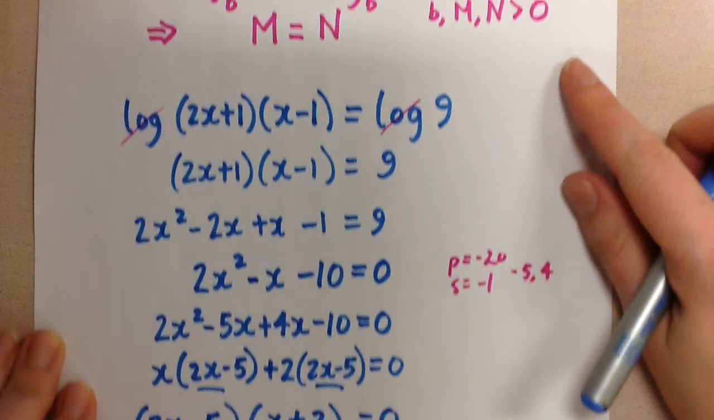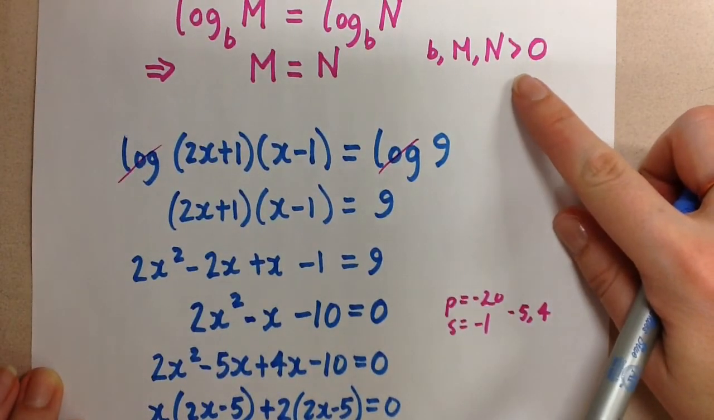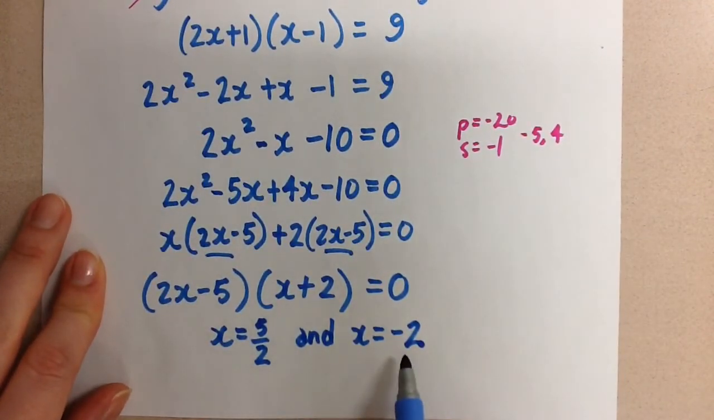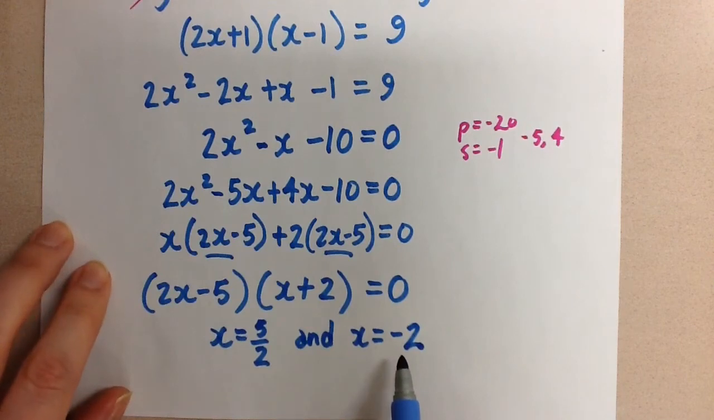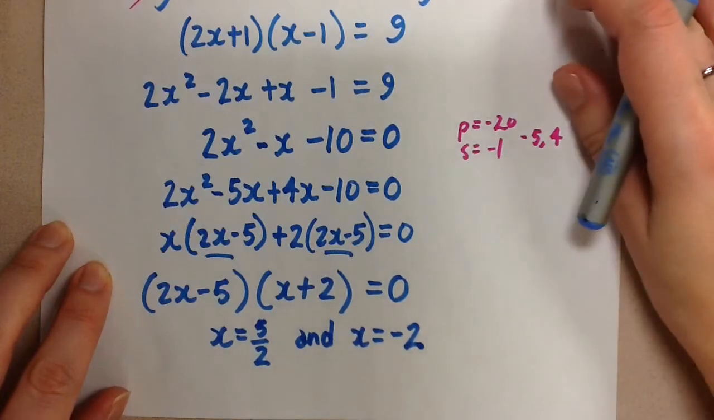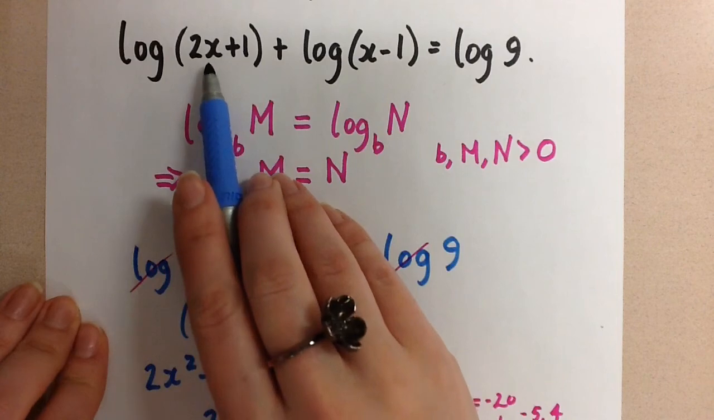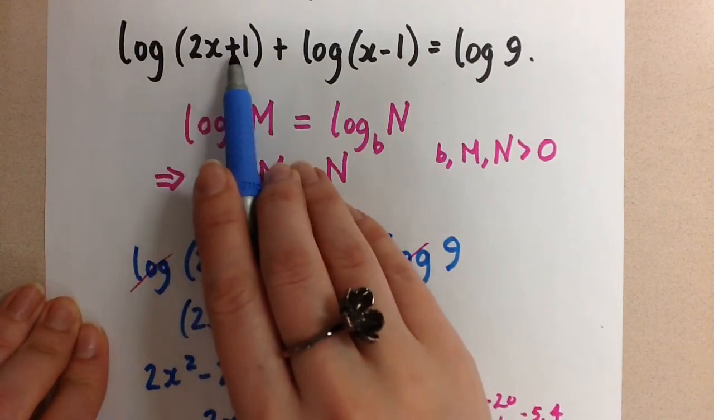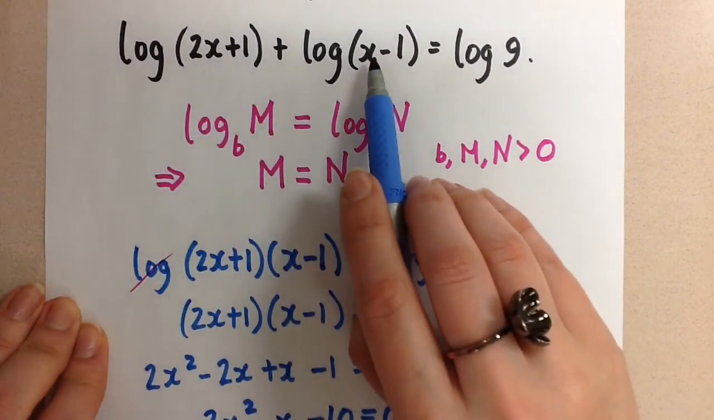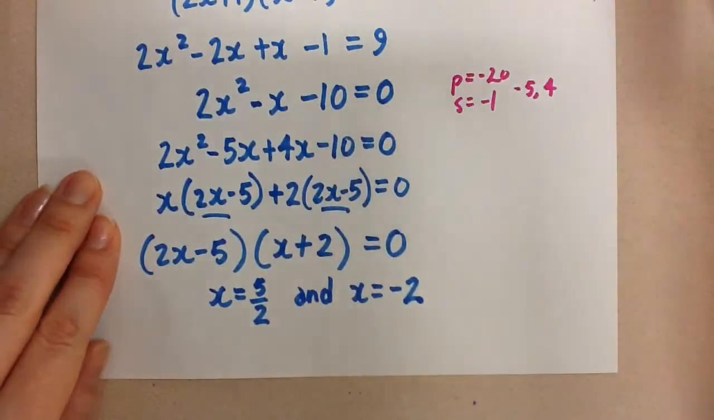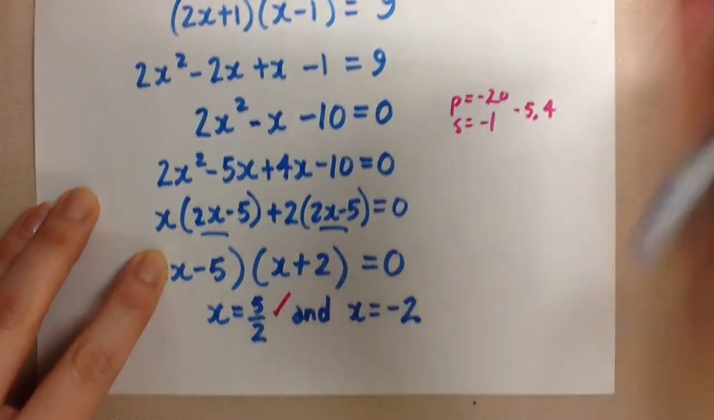But remember this restriction that we talked about here, where everything inside of the logarithm must be greater than 0. So we want to always check the solutions we get in solving a logarithmic equation to make sure that in the original equation everything inside of the logarithm remains positive. So we're going to take this 5 over 2, and if I plug it in here, 2 times 5 over 2 plus 1 is positive, so that's good. And here, 5 over 2 minus 1 is also positive. So we know that this solution is in fact a solution.